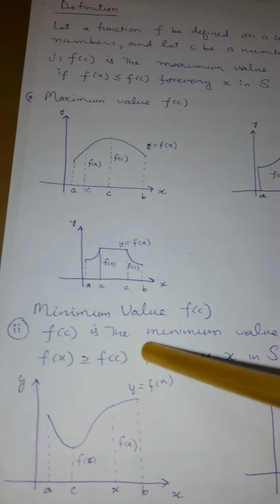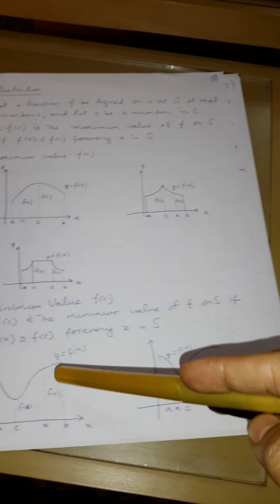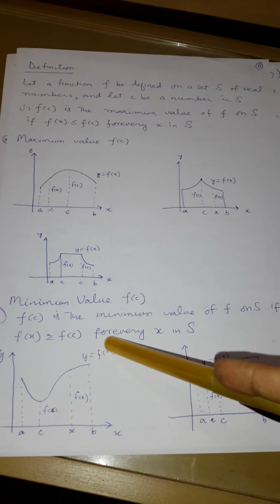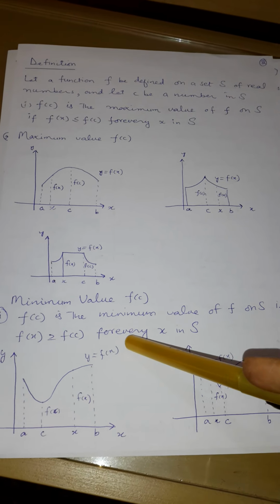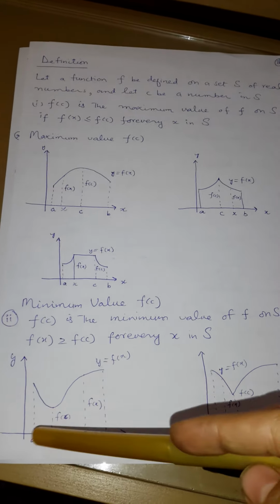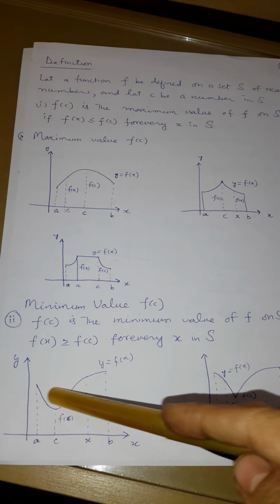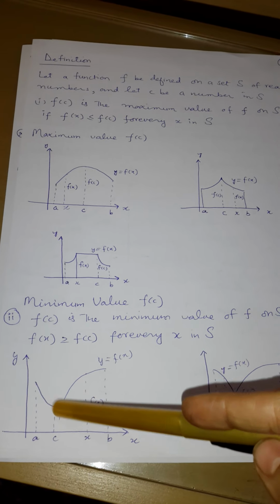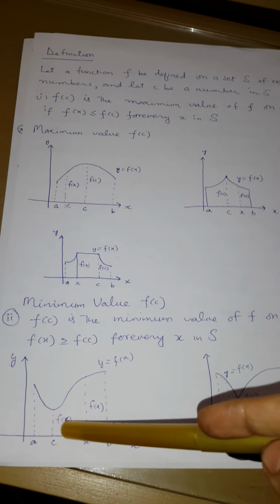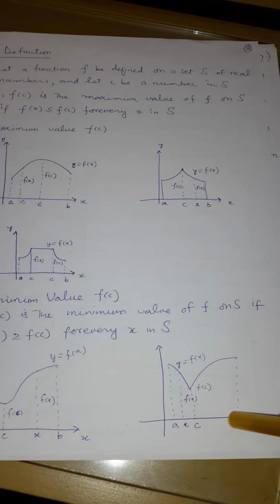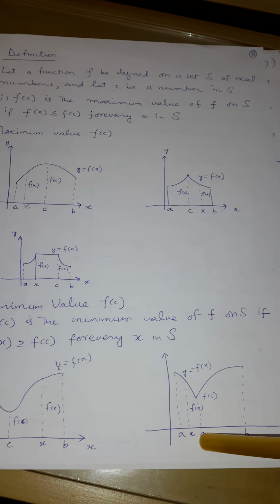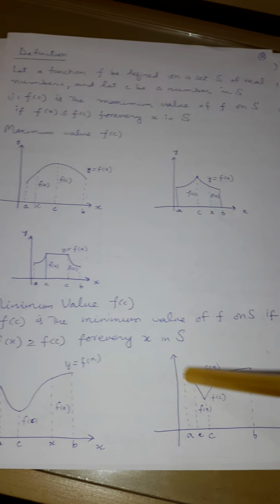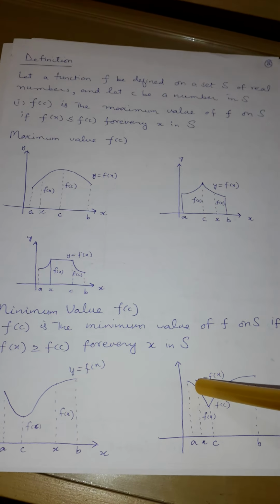Now we have the minimum value of f of c. F of c is the minimum value of f on S if f of x is greater than or equal to f of c for every x in the domain. Now here you can see that f of c is the minimum value here and f of x is greater than or equal to f of c. Here c is less than x, and in this case c is greater than x, but f of c is the minimum value here and f of x is the maximum value of the function.